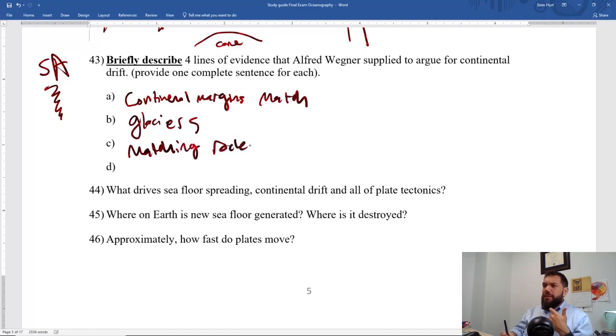rock units. Okay, and also mountain belts. If you put the continents back together as Pangea, you notice that rock units on different continents match up. So you find the same exact rock and the same exact mountain belt on multiple continents. Okay, so again, when you piece them back together, everything matches up and lines up. We also find matching fossils.